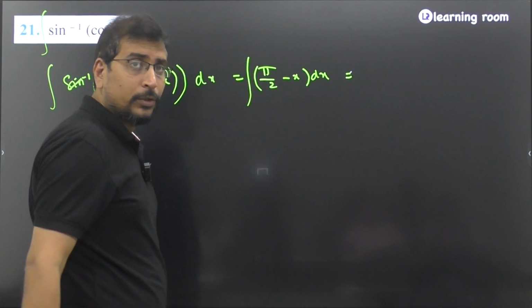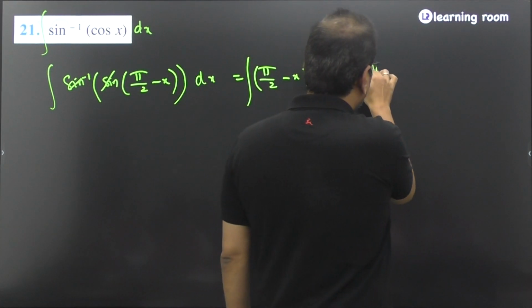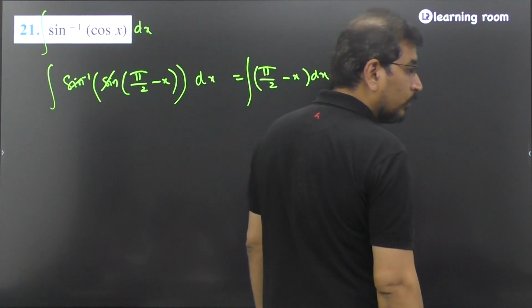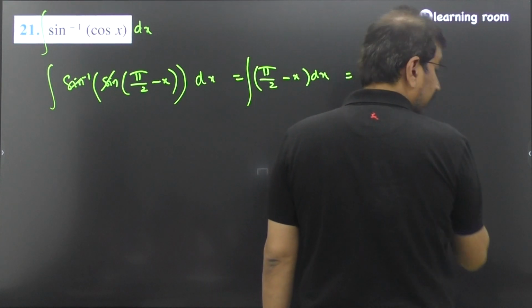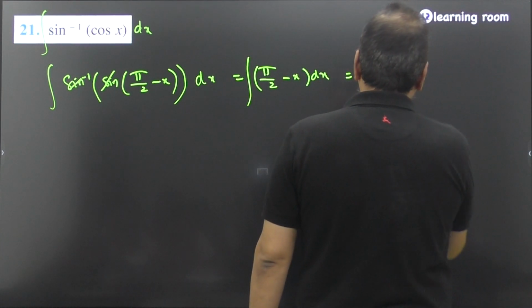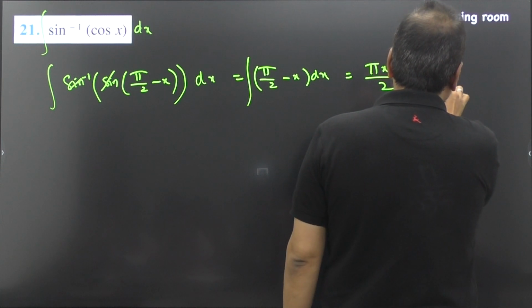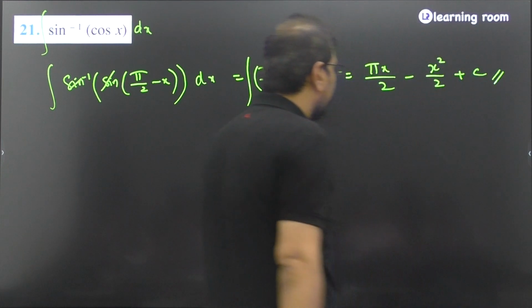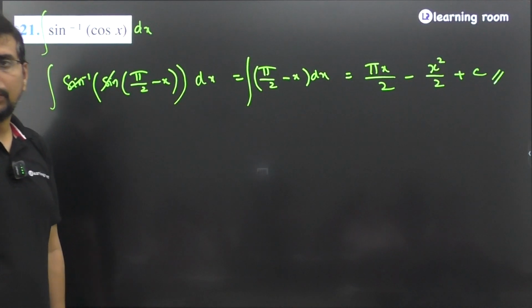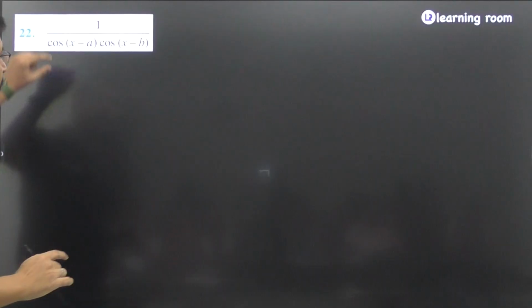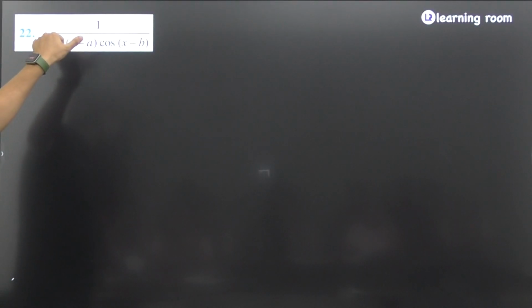So what is the integral of pi by 2? It is pi x divided by 2, right? Minus, what is the integral of x? It is going to be x square by 2 plus c. So pi x by 2 minus x square by 2 plus c should be the answer. So let's come from the beginning. What is the idea here?